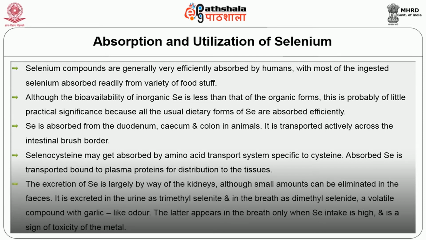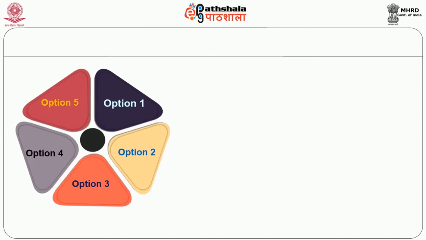The excretion of selenium is largely by way of the kidneys, although small amounts can be eliminated in the feces. It is excreted in the urine as trimethylselenonium and in the breath as dimethylselenide, a volatile compound with a garlic-like odor. The latter appears in the breath only when selenium intake is high and is a sign of toxicity of the metal. The deficiency diseases of selenium.